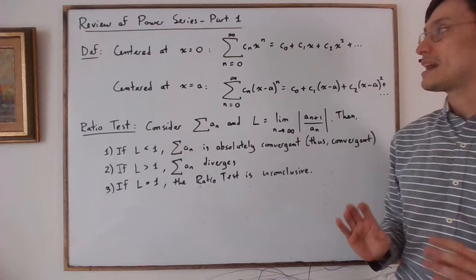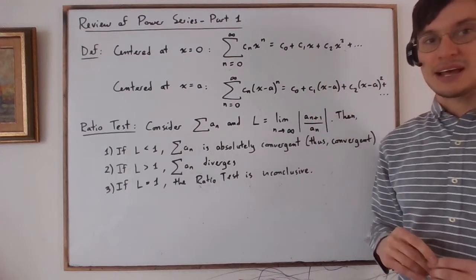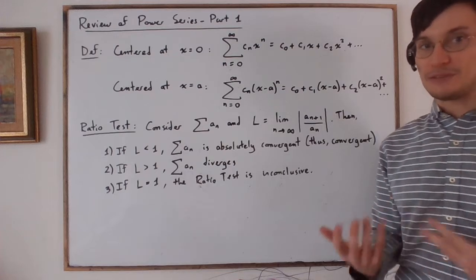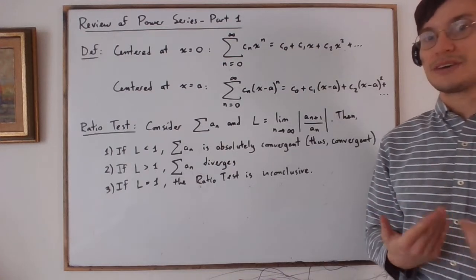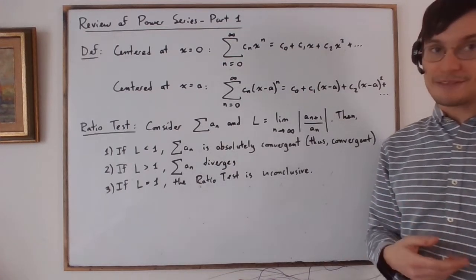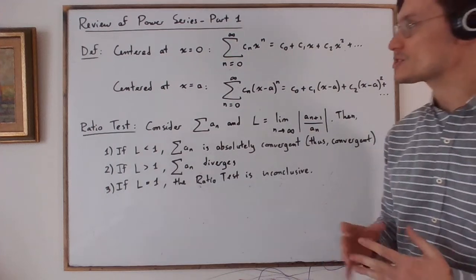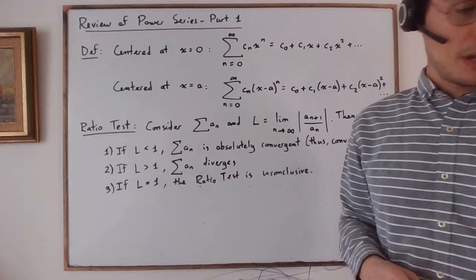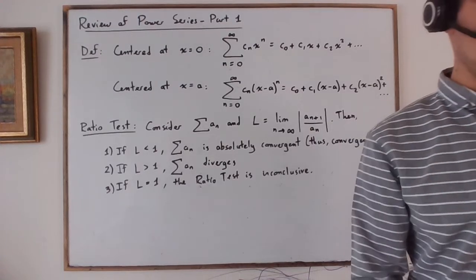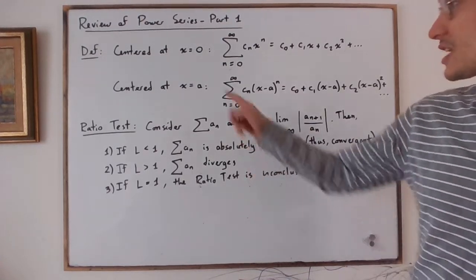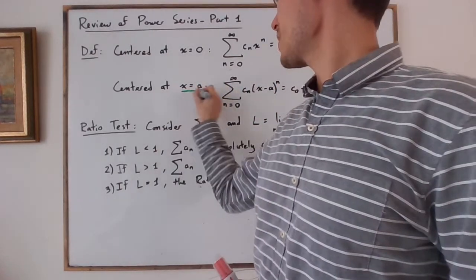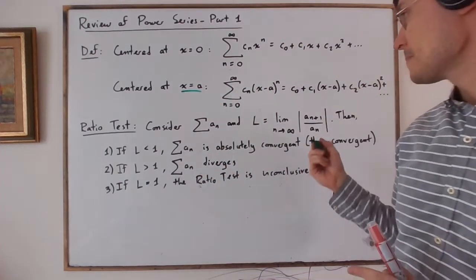We're just going to lay down what a power series is and what the ratio and root tests are to figure out when the power series converges or diverges. So, okay, what is a power series? It has two main forms. The most general form is this one over here. This one is general when it's centered at x equals a.